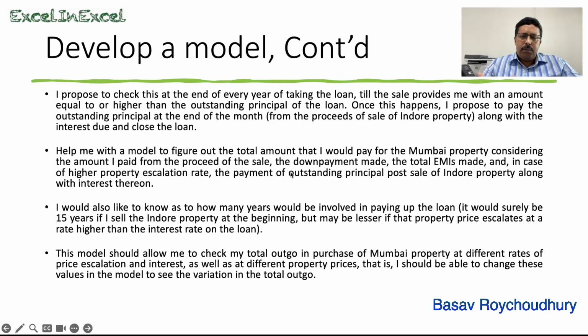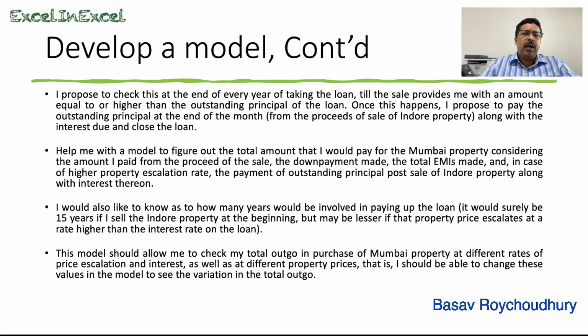If I talk about this scenario to my advisor, I would want my advisor to help me out with a model to figure out what is the total amount that I would have paid for buying the Mumbai property, considering whatever I have got from the sale of the Indore property, the down payment that I have made, the total EMIs that I have paid, the interest that I have paid, and so on and so forth. That is the total cost that I would have incurred in owning the Mumbai property.